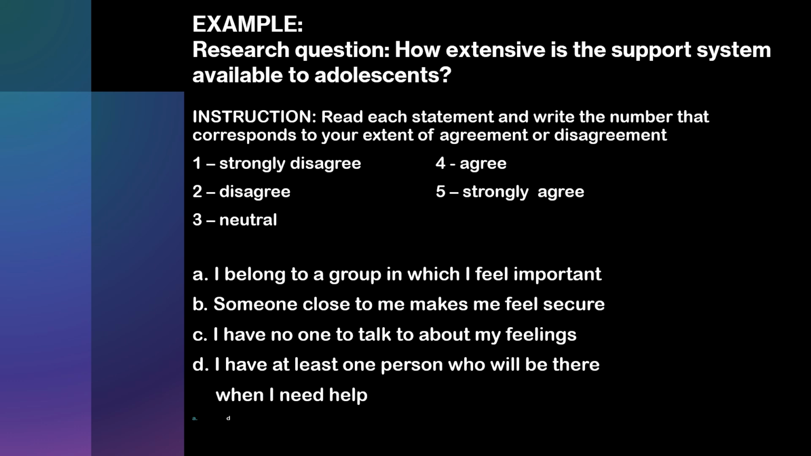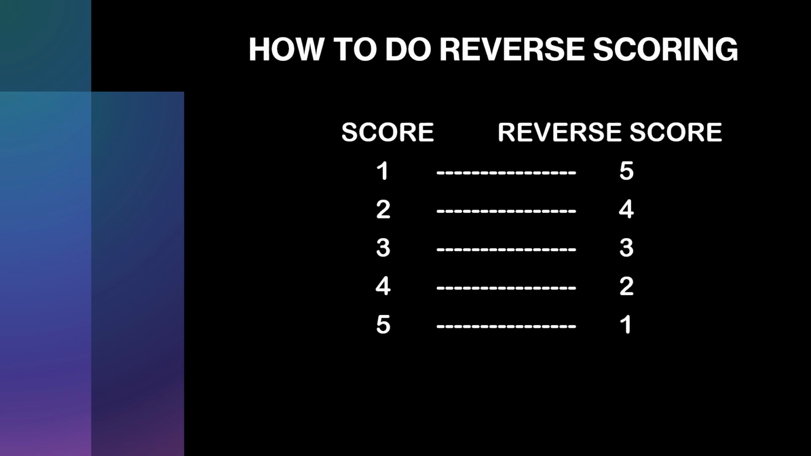So among the 4 items, A, B, and D all indicate the presence of a support system, whereas item C indicates the absence of a support system. Therefore, item C will have to be reverse scored. So how do you do reverse scoring? If the scores are 1, 2, 3, 4, 5, then the reverse score would be 5, 4, 3, 2, 1.